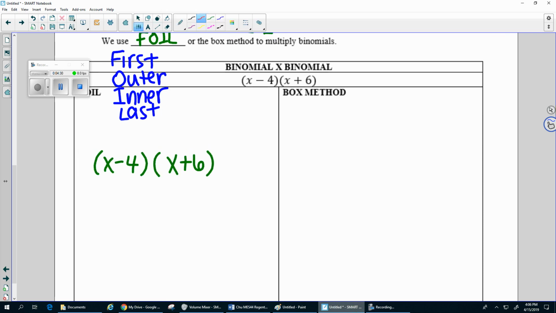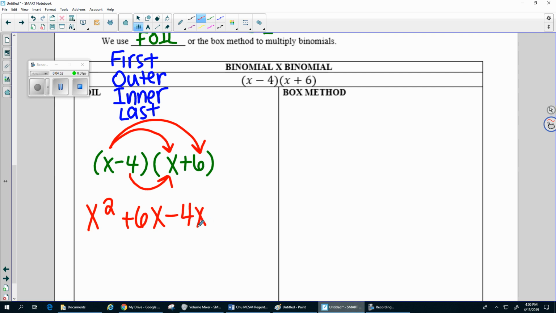Okay, so we're going to first multiply our first terms. Our first terms are x and x. I get x squared. And then we multiply our outer terms, the terms on the outside, x times 6. I get positive 6x. Now let's multiply our inside terms. So that's negative 4 times x. That's minus 4x. And then we'll do our last terms, negative 4 times 6 gives you negative 24.